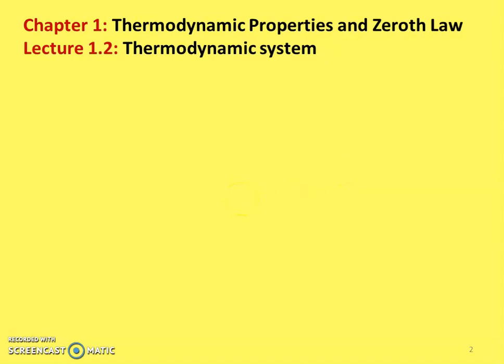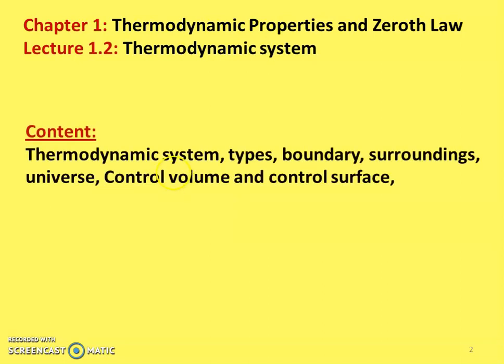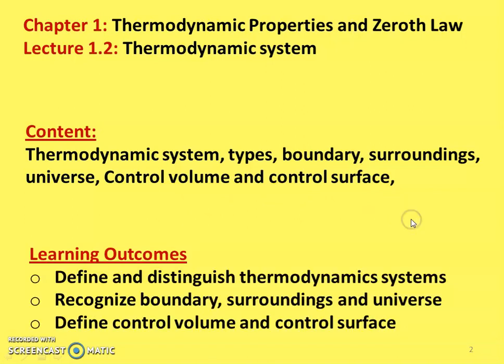This is lecture number 1.2 in Chapter 1. We are going to study about the thermodynamic system. The content is the thermodynamic system, types of thermodynamic system, boundary, surroundings, universe, control volume and control surface. The learning outcome: at the end of the lecture, the student will define and distinguish the thermodynamic system. So you have to define the thermodynamic system and differentiate the different types of thermodynamic system. Recognize boundary, surrounding and the universe and define control volume and control surface. To evaluate the learning outcome, we have some assessment question at the end. We will see how it goes.